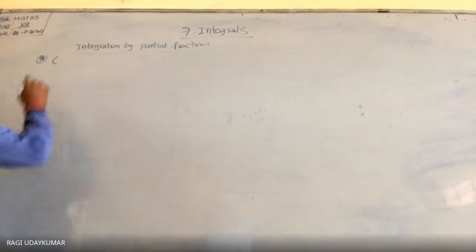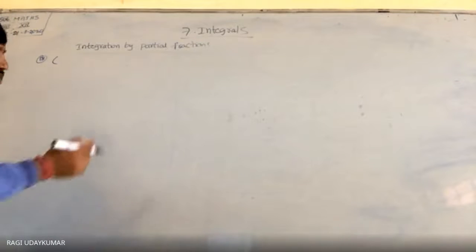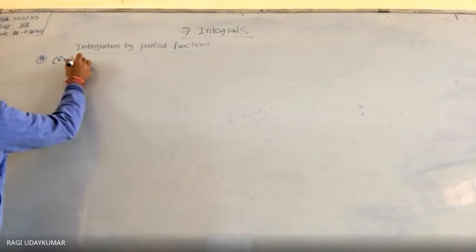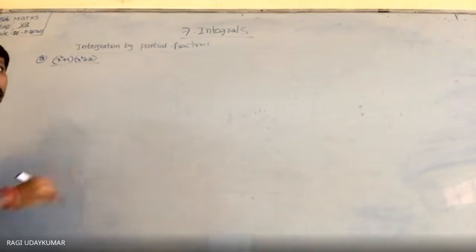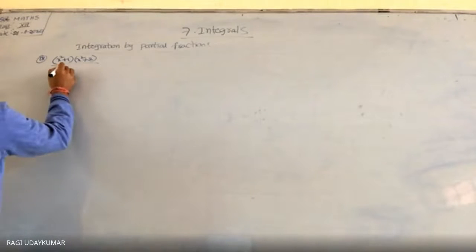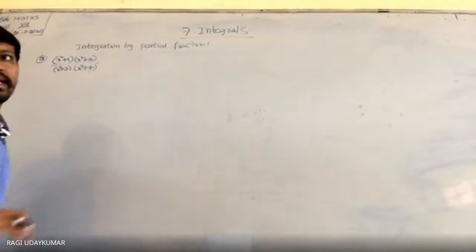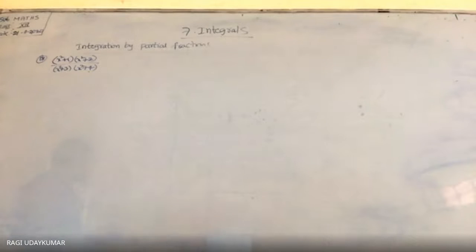In the 18th one, you can see the numerator given to you is x square plus 1 into x square plus 2, divided by x square plus 3 into x square plus 4. You need to do the integration of this one. So how do you do the integration of this one? The problem is lengthy. There is no other way for us to do it.